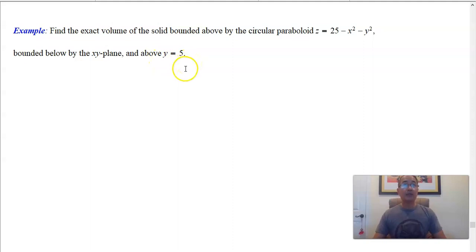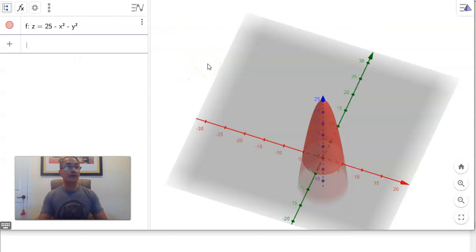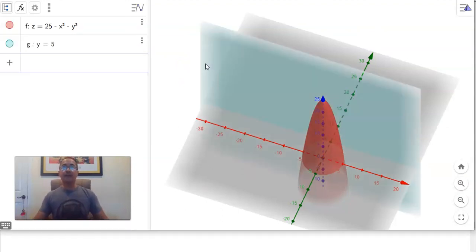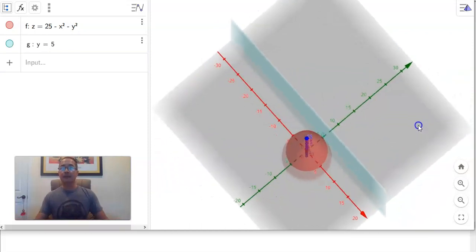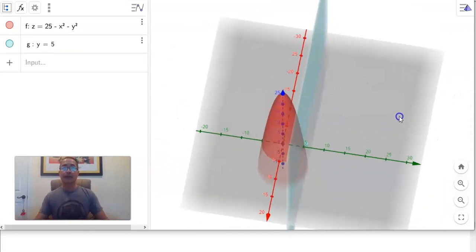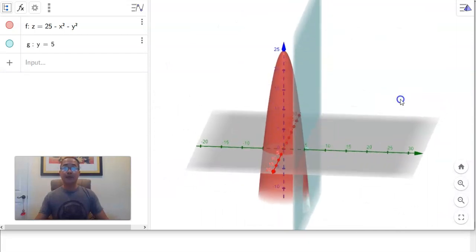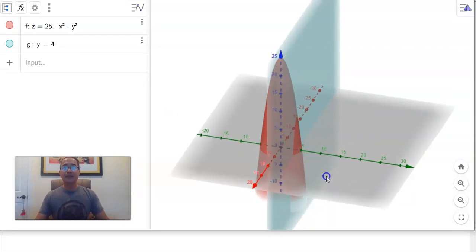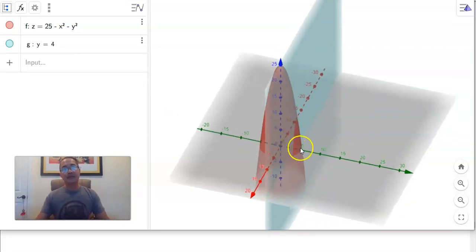All right, so let's go back to GeoGebra and see what it looks like. All right, so there's our solid. We can just type in y equals 5. There's our slice. Okay, so we want the portion of our paraboloid, which is, oh, I'm sorry, y equals 4. There isn't much to slice there. Y equals 4. There we go. So now we can see that there's a little bit of that paraboloid being sliced over there.